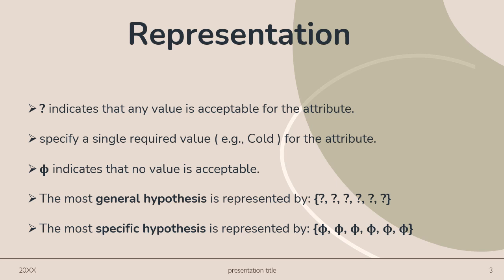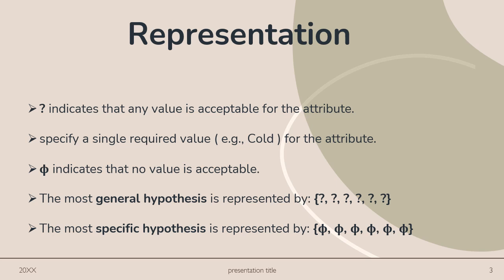Let's move to the representation, how the representation of the hypothesis is done. The question mark indicates that any value is acceptable for the attribute, which means that whatever value you give for that particular attribute is accepted. And phi indicates that no value is acceptable, which means no value for that particular attribute can be accepted.